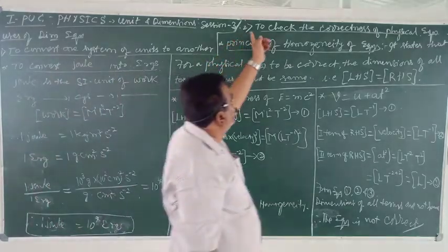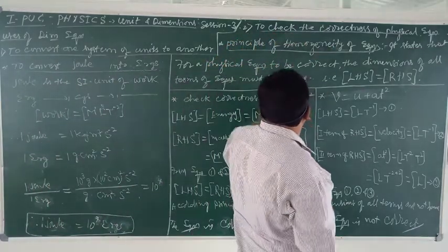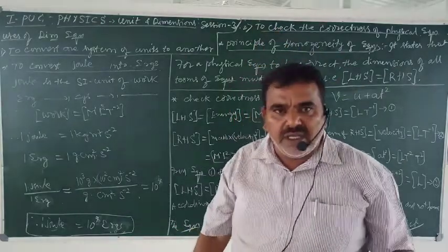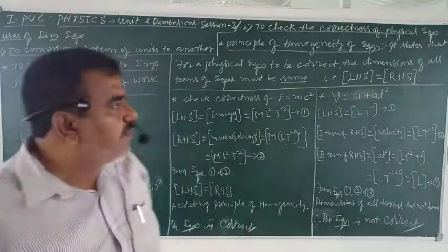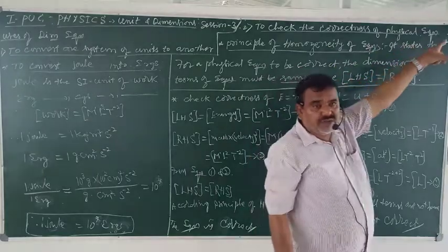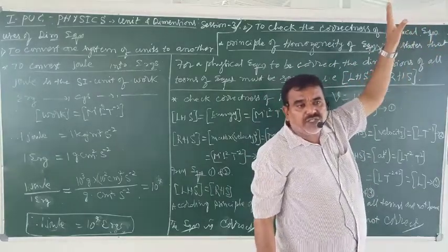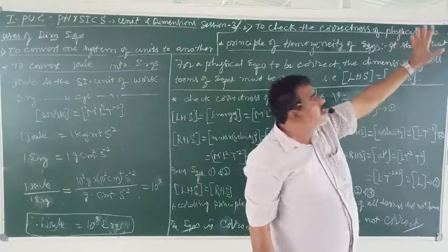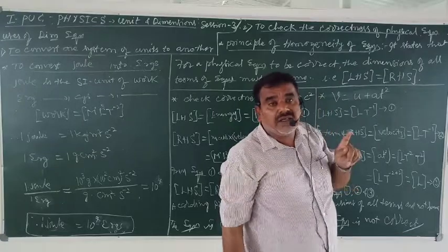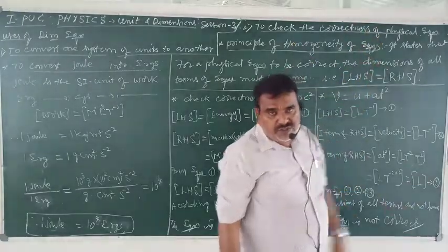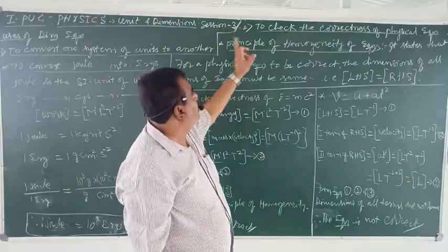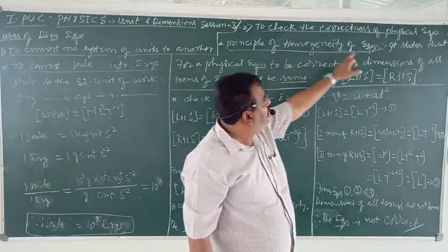Next, we shall move to the next use of dimensional equation, that is to check the correctness of physical equation. Read that statement once again. To check the correctness of physical equation. Whatever the equations that you get in physics, we can verify whether they are correct or not using dimensional equations. To check the correctness, there is one principle called the principle of homogeneity of equations.